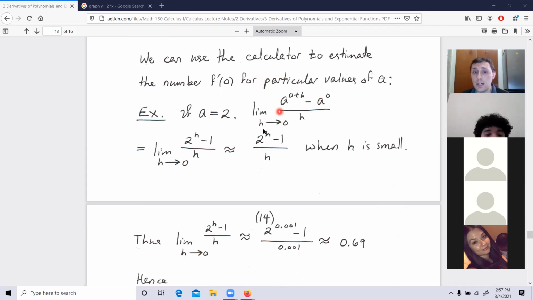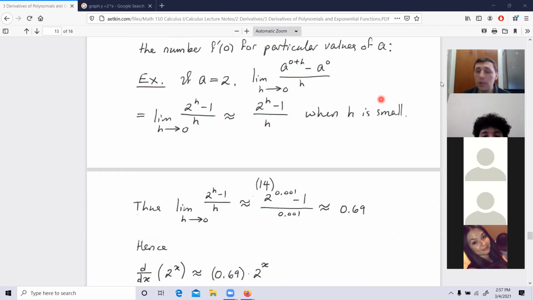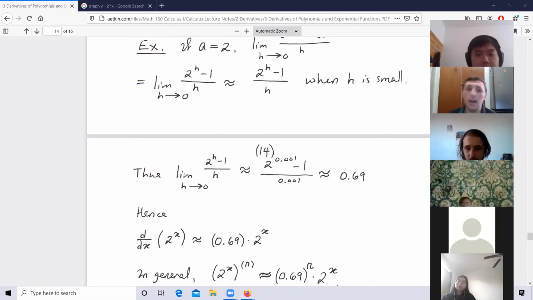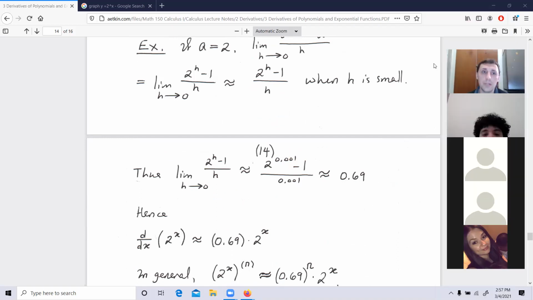Right, which means it should be what? 2 to the power of a number close to 0 minus 1, divided by that same number. So instead of taking a limit, I say the result is going to be good enough if it's this number, if it's 1 over 1,000. I arbitrarily selected 1 over 1,000. Do you understand? I just zoom in somewhere near 0, and I'm trying to measure this.